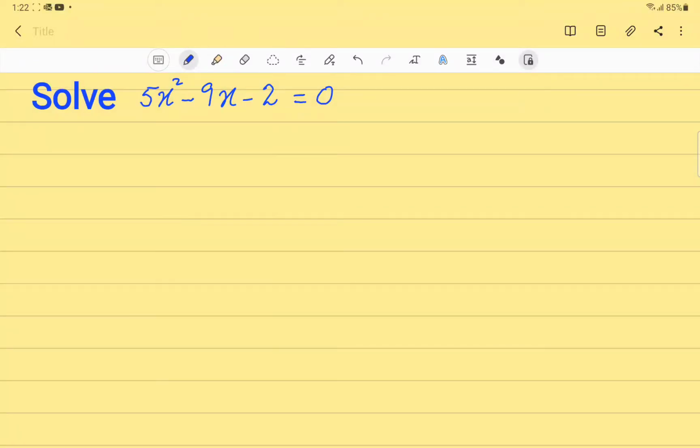In this video we are going to see how a quadratic equation can be solved with the help of the quadratic formula. So let's go for it. The given quadratic equation is 5x squared minus 9x minus 2 is equal to 0.